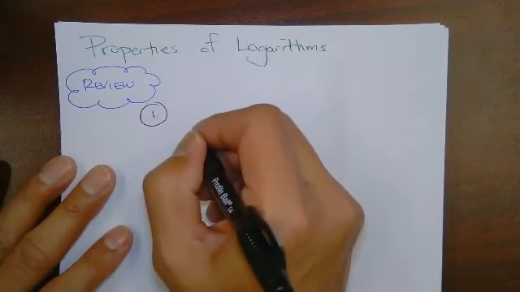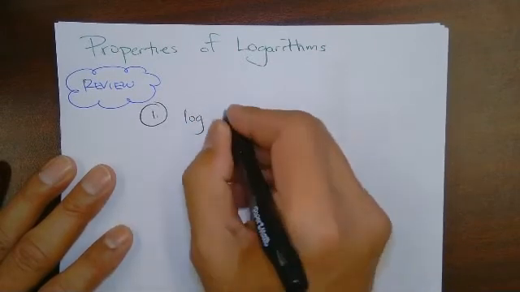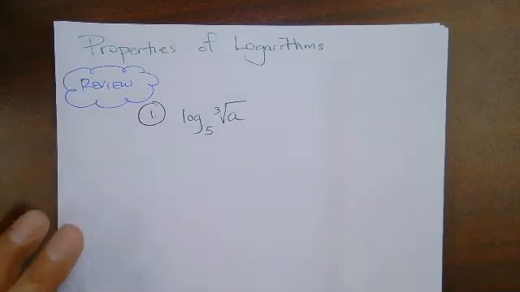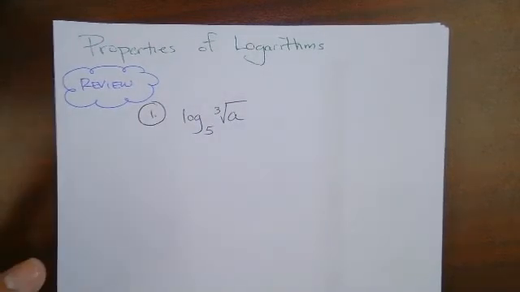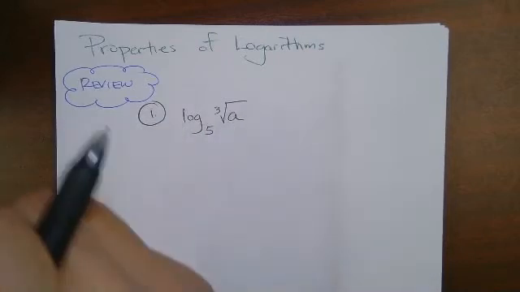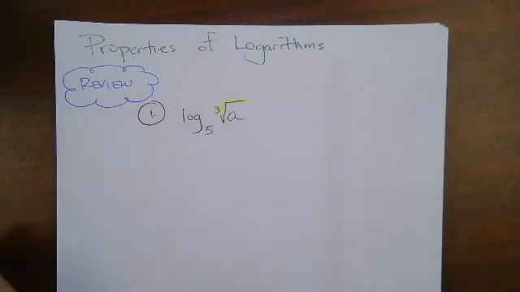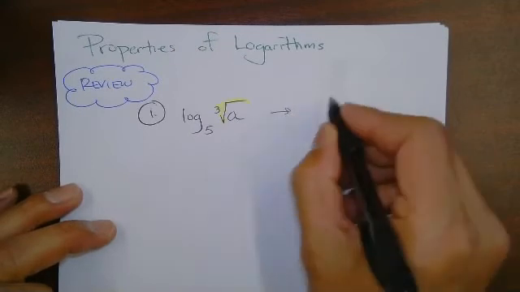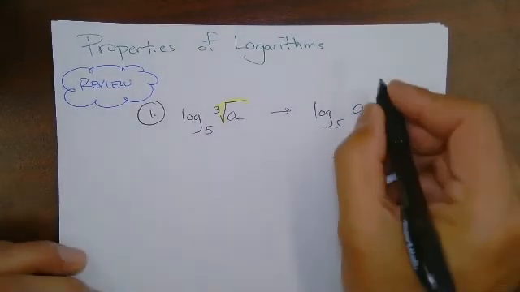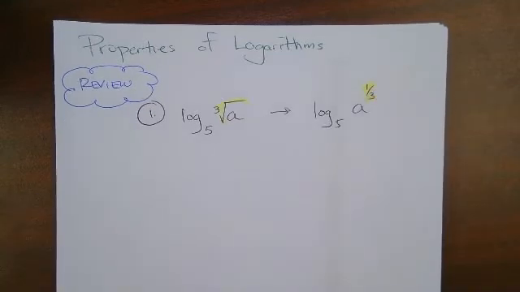What do you do if it has, let's say, log base 5 cubed root of a? Are we okay with what to do with the radical? Okay, this one's an easy one. So we know that this radical has to turn into an exponent. So that's going to be what? Really, log base 5 of a to the power of what? Not 3, 1/3. Okay, are we good with that?